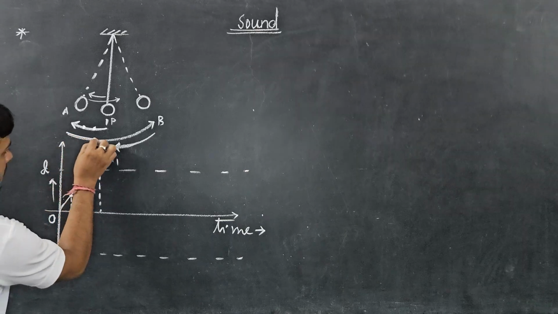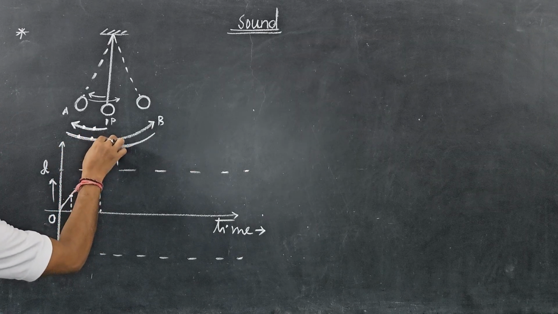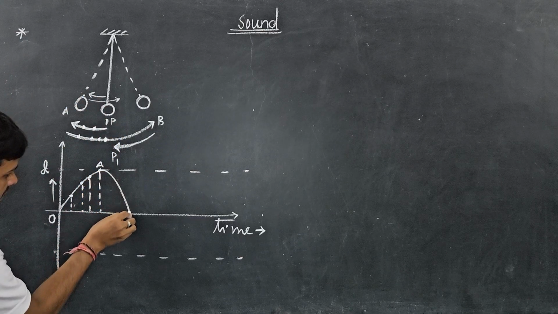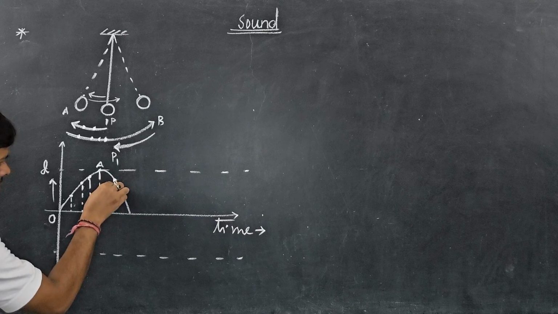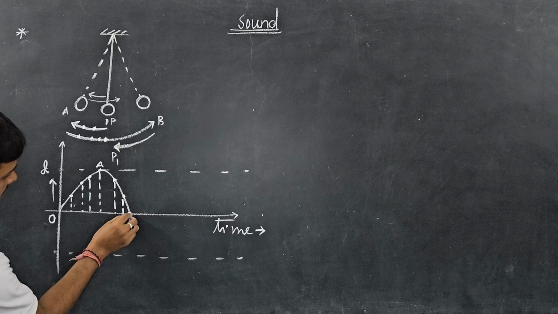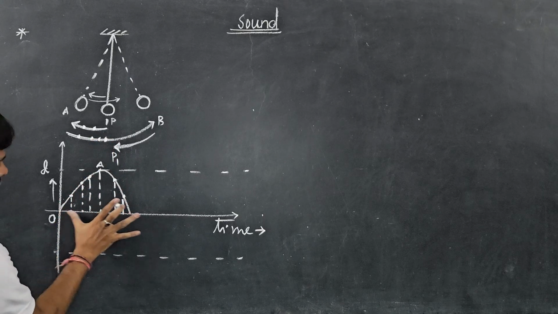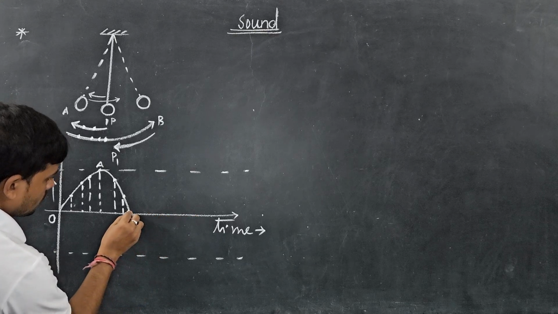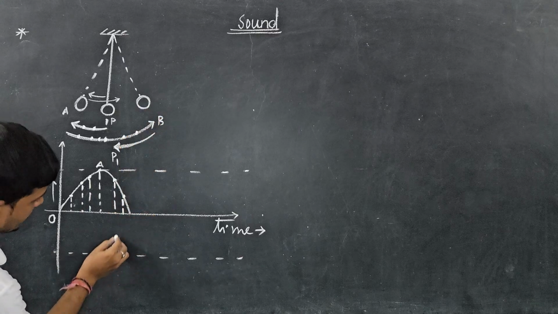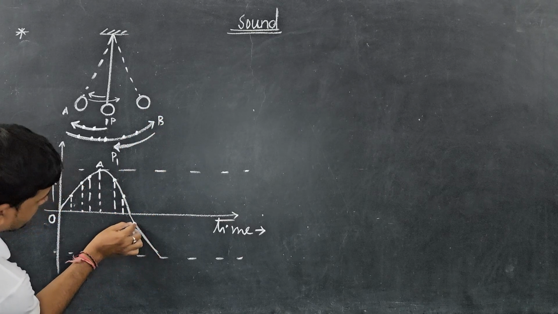Then the pendulum moves back towards the mean position. Gradually the displacement decreases. At the mean position P, the displacement becomes 0. Now the pendulum moves towards the extreme right position, and again the displacement increases, or the gap from the mean position again increases.